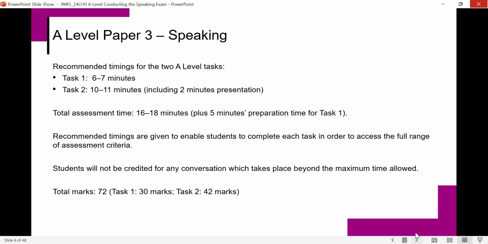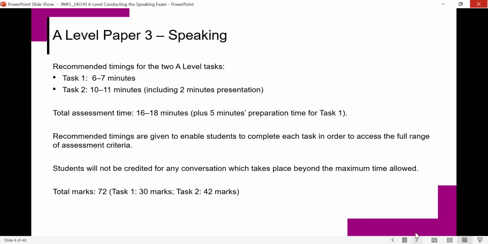Now, the format of the test, how does it actually work as a test? Well, there are two tasks, and task 1 is 6 to 7 minutes long, and task 2 is 10 to 11 minutes long. So before the candidates come in to do task 1, they will have had 5 minutes of time to prepare one of 2 speaking cards that they're offered. And I'll talk to you again in a moment about how the mechanics of that work.